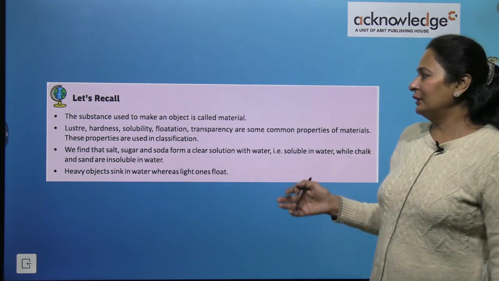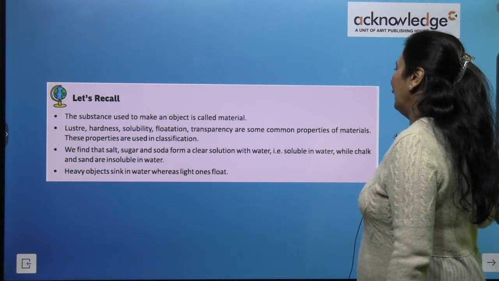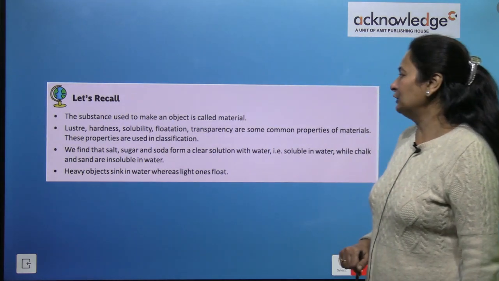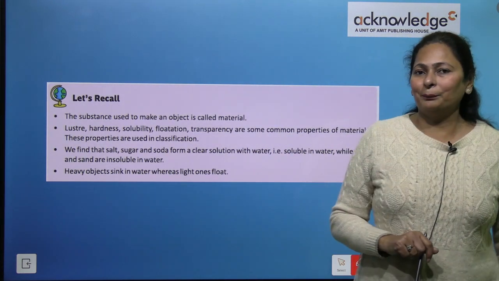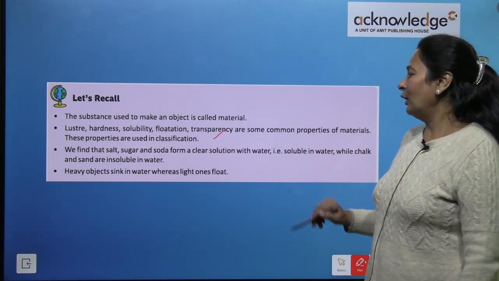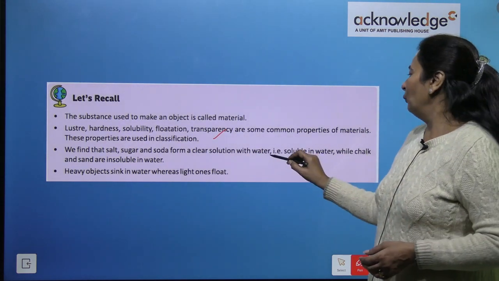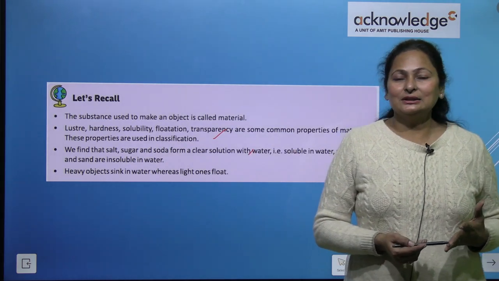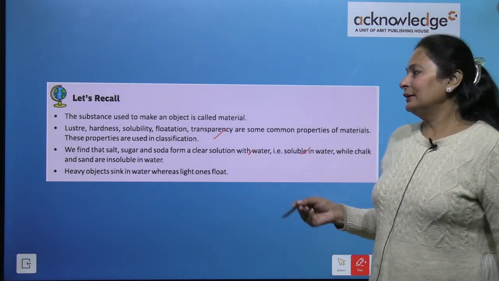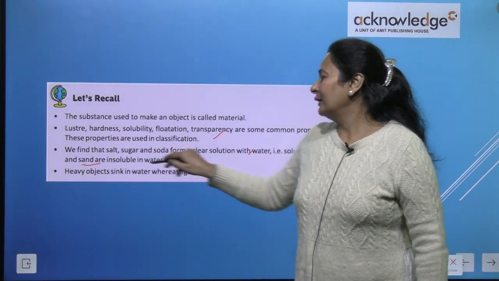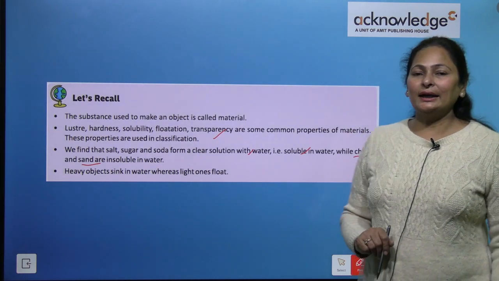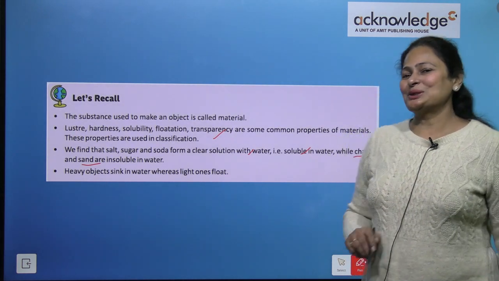So let's recall what we have learned in this chapter. The substance used to make an object is called material. Luster, hardness, solubility, flotation and transparency are some common properties of materials. We find that salt, sugar and soda form a clear solution with water. So we can say these materials, soda, salt and sugar, are soluble in water, while chalk and sand are insoluble in water. Heavy objects sink in water, whereas light objects float on water.